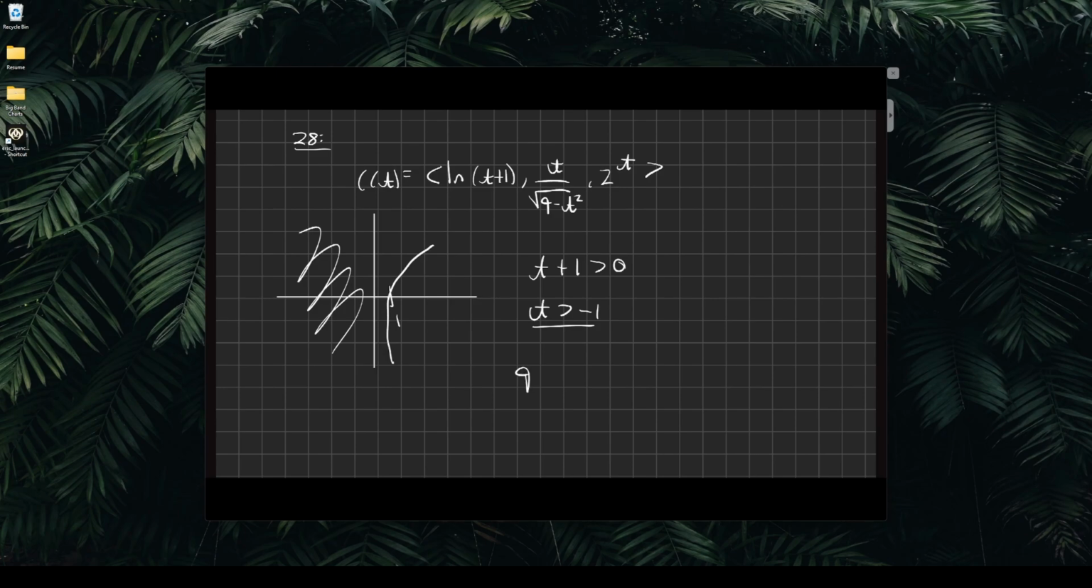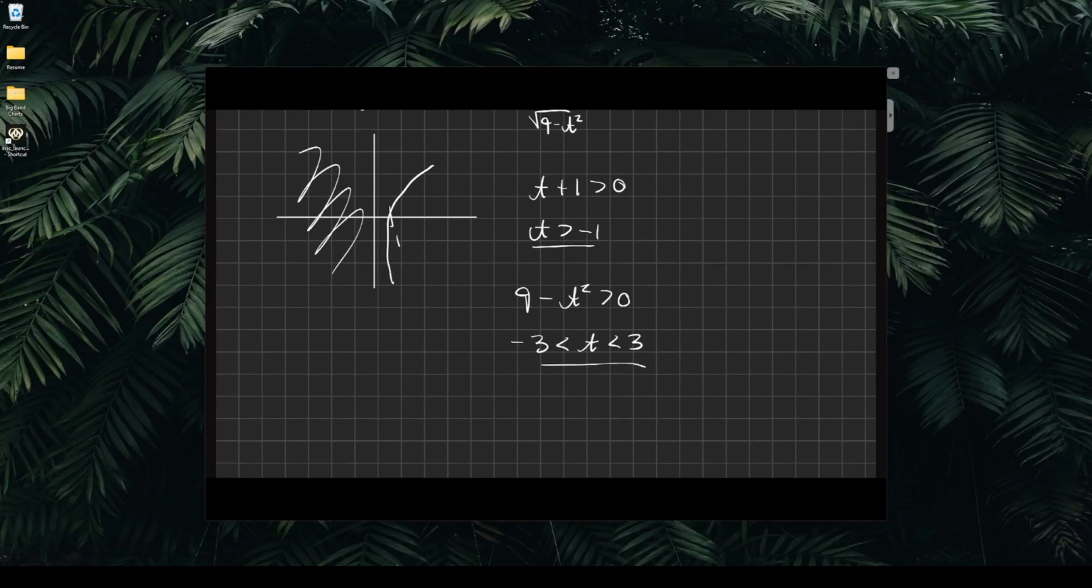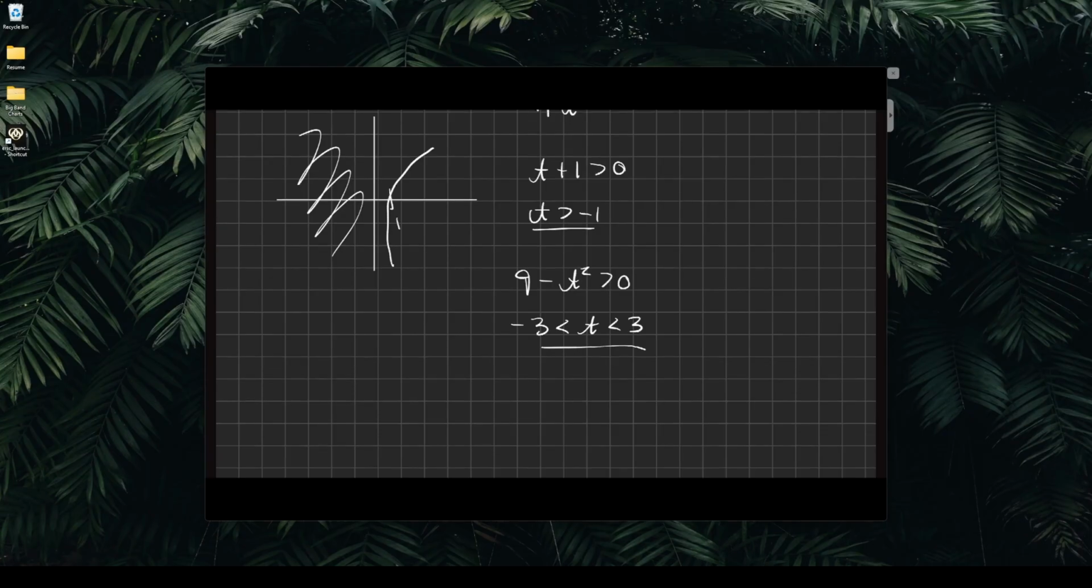So we want 9 minus t squared to be greater than 0. So this means that we move the t squared, take the square root on both sides, so we'd have negative 3 is less than t is less than 3. So t needs to be greater than negative 3 and less than positive 3. Okay. And so the intersection would give us, in this case, t needs to be greater than 1.